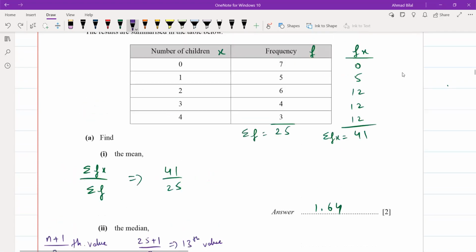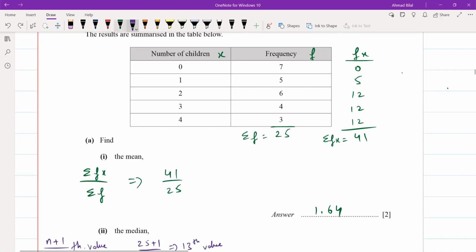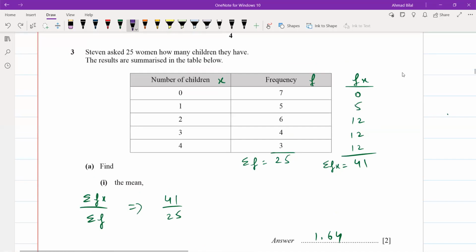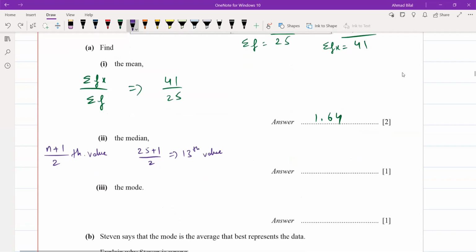ओके, 13th value. अब 13th value किधर आएगी? Let's try to think about that. देखें, अब इसको ऑर्डर में लिखें. 0 कितने आ रहे हैं? There are 7 zeros, right? There are 7 zeros. उसके बाद there are 5 ones. टोटल कितने हो गए अभी तक? 7 और 5. टोटल यहाँ तक 12 numbers हो गए. 13th number क्या आएगा फिर? 13th number is going to be 2. Right, so that's our median. Median is going to be equal to 2 there.